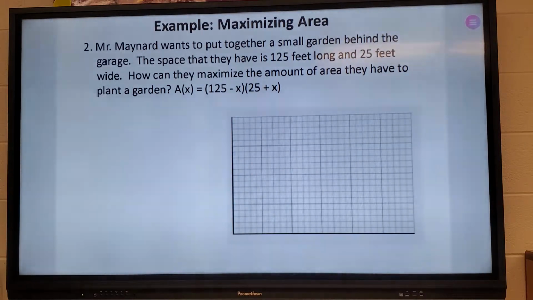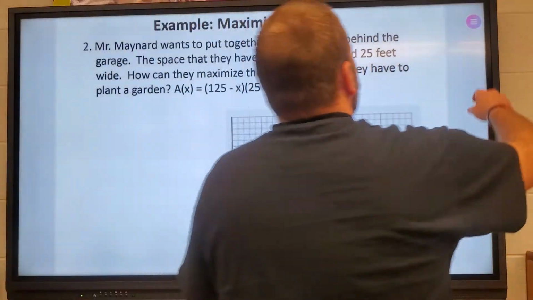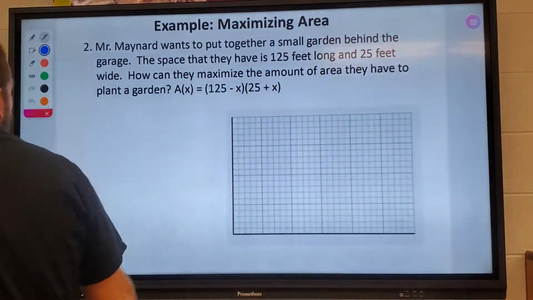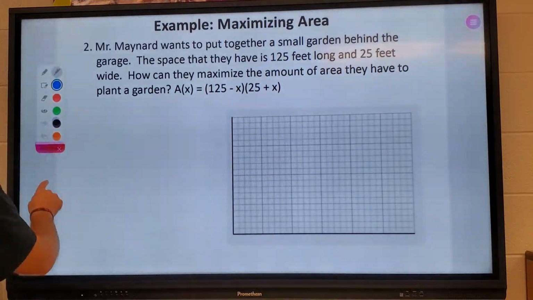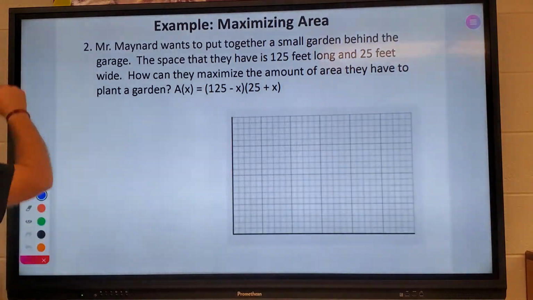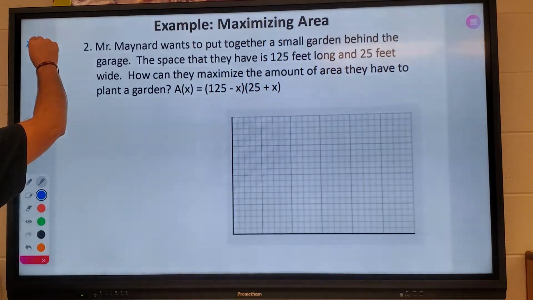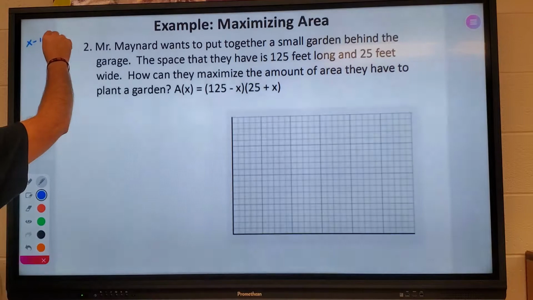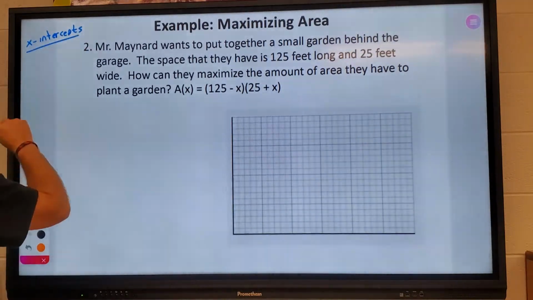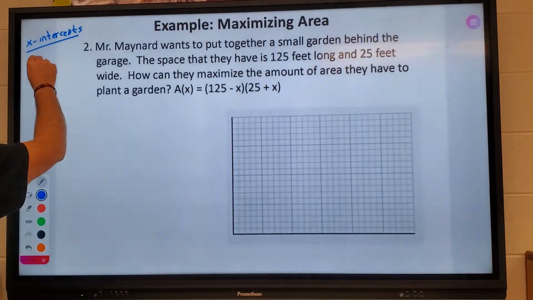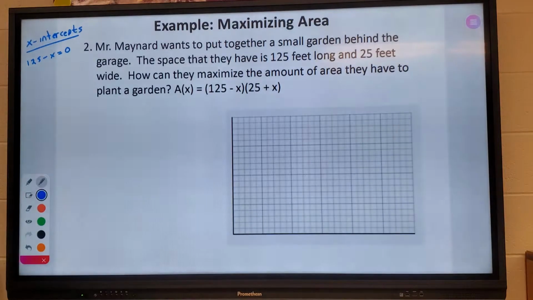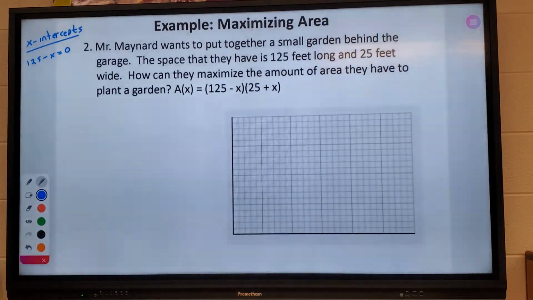Okay, the approach to these ones is slightly different than the previous one. On this one, we are going to start by finding the x-intercepts. And to do that, I'm going to take each of these expressions and set them equal to 0. So for my x-intercepts, I'm going to take 125 minus x equals 0, and I'm going to solve that.